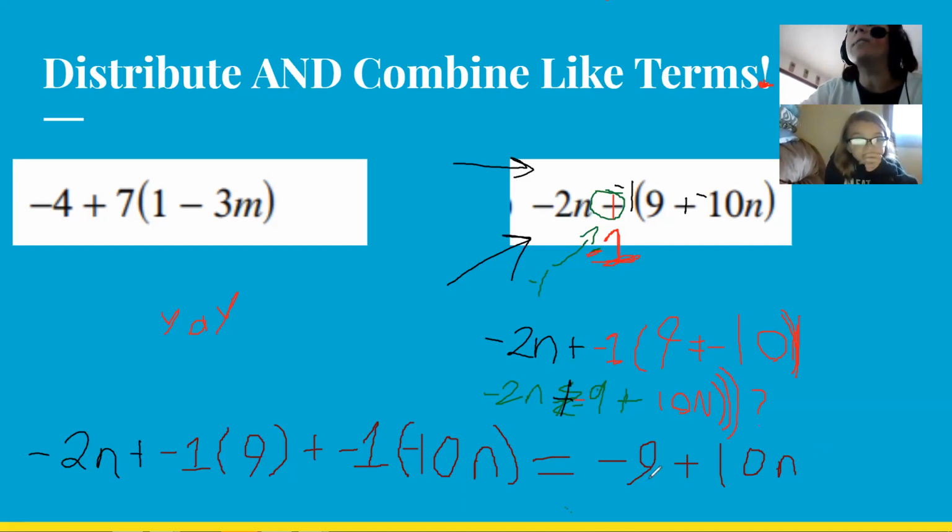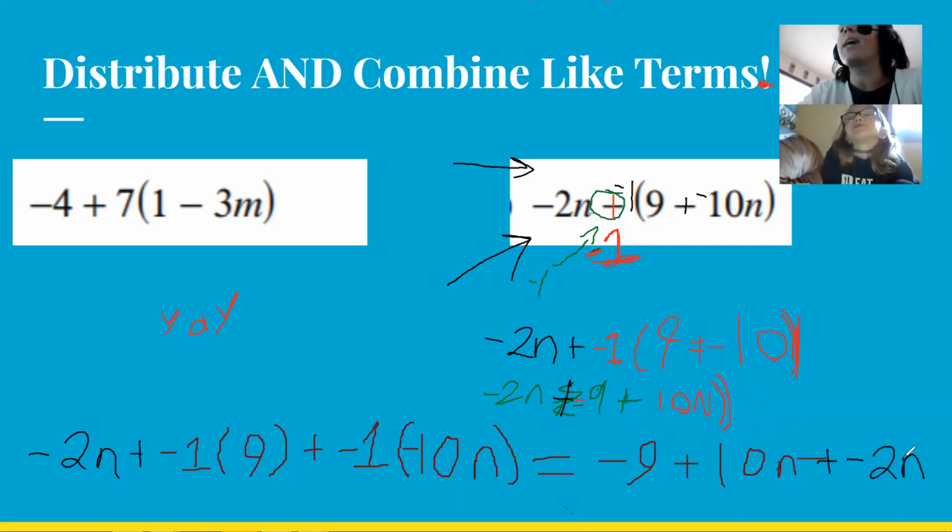So this person has negative 9 and makes bigger parentheses. Sassy. So this person would write negative 9 plus 10n, and then we still have that negative 2n there. Oh, and you were going to add that. Sorry, my bad. Very good.